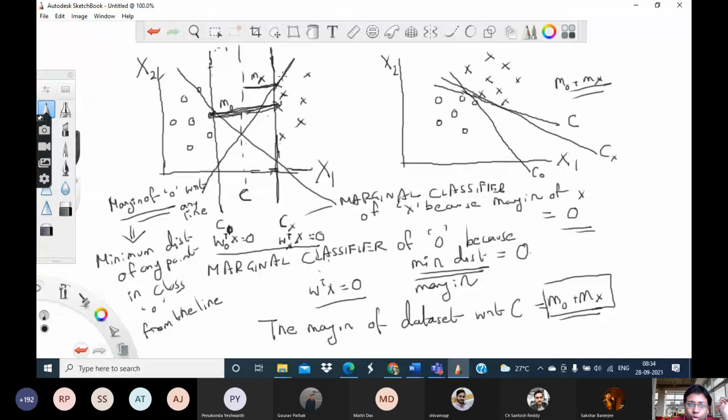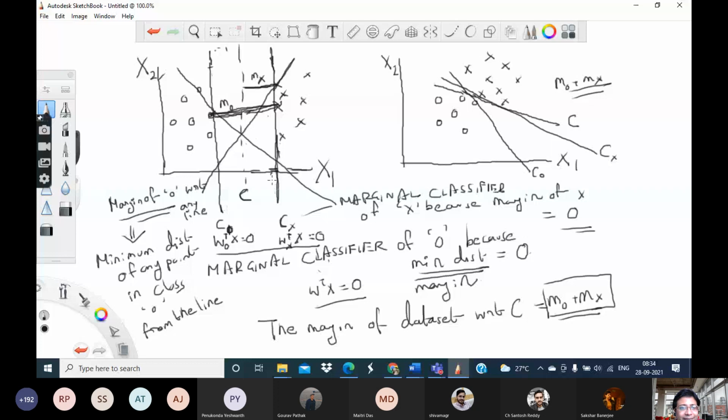Now, of course, the margin of the data set will vary from one line to another. In this case, the way these have been drawn parallel to each other vertically and so on, it may seem that all three of them have equal margins with respect to the data set, but that does not mean that any line will have equal margin for the data set.